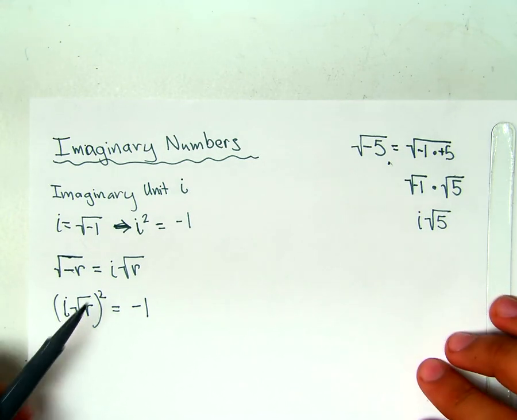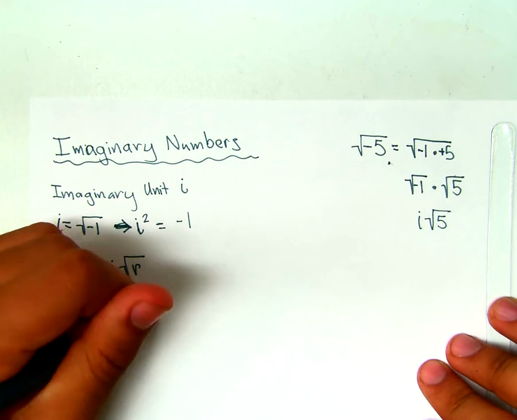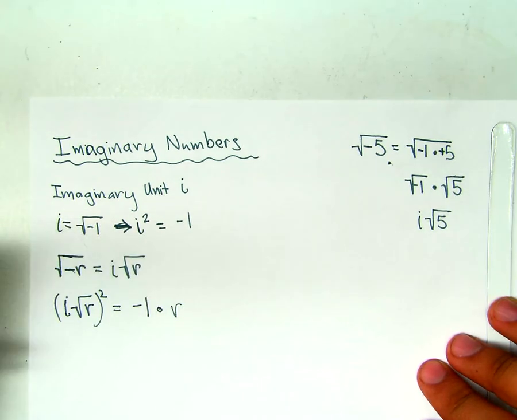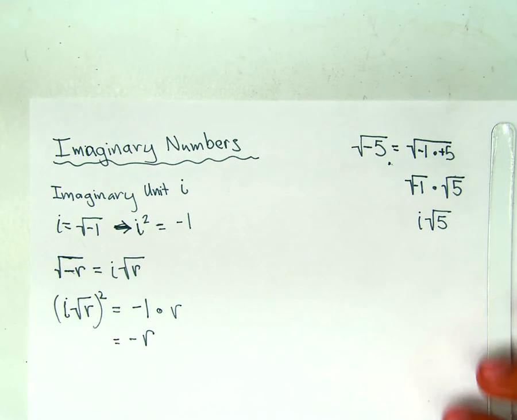Okay. So if we square a root, they're inverses of each other, so they undo each other. They cancel out. We're just left with the r. So negative 1 times r, or, in other words, negative r. So if we wanted to just work a few problems, we're going to try to beat the early release.